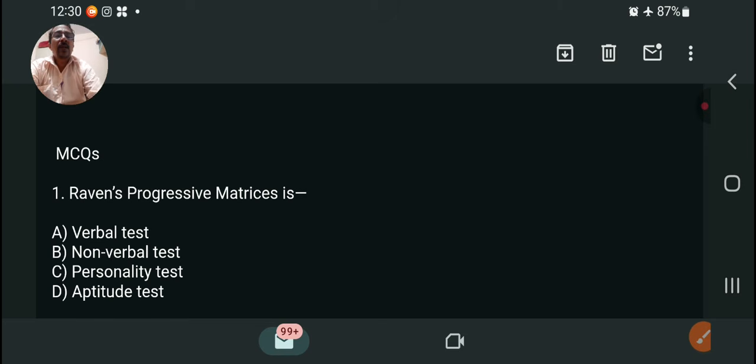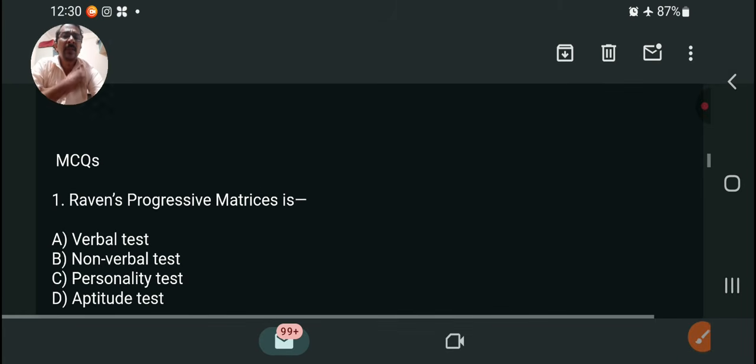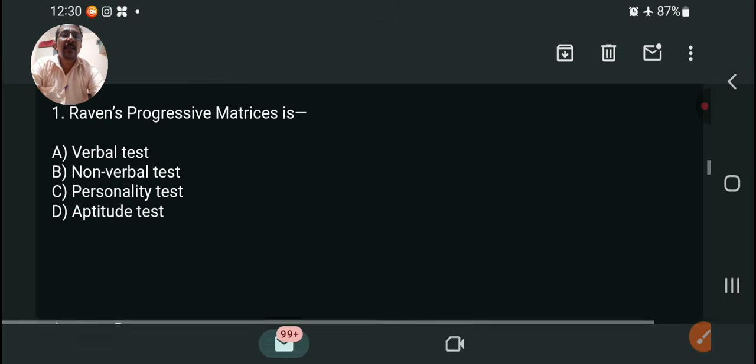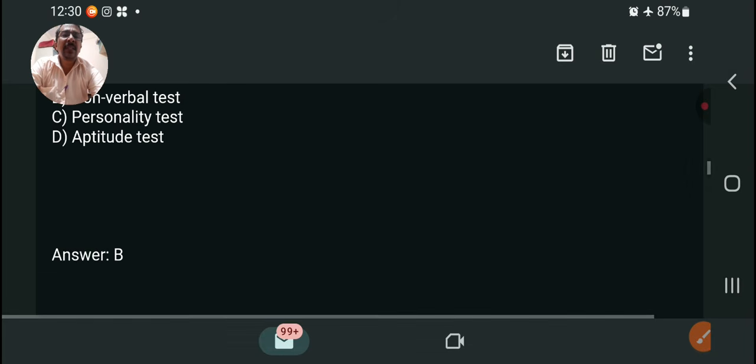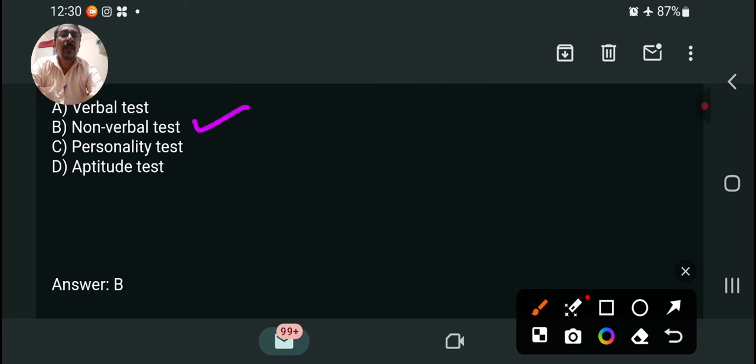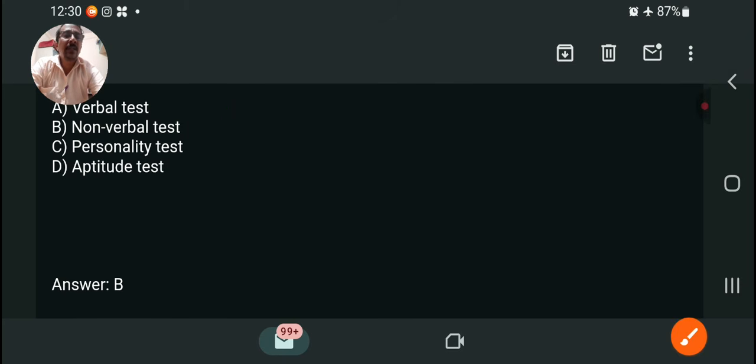First question: Raven's Progressive Matrices is a verbal test, non-verbal test, personality test, or aptitude test? Important question. Try to guess the right answer. RPM. Check the answer: B, non-verbal test. RPM is a non-verbal test.